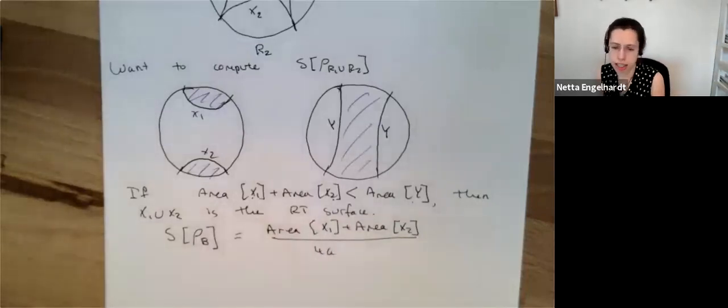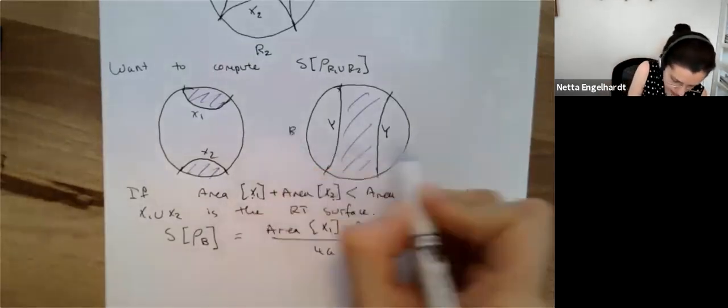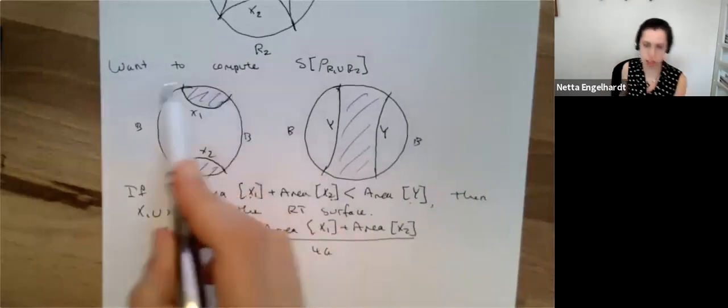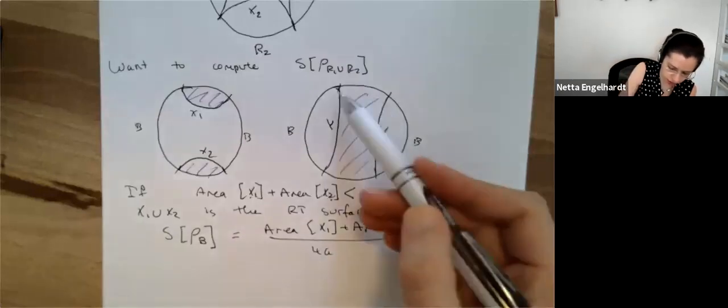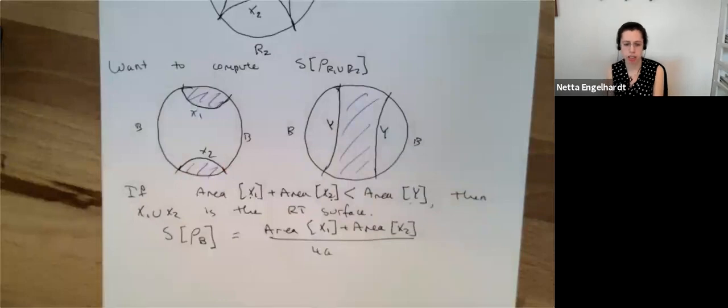So already we can see here that if we're looking at B, the von Neumann entropy is given not by the causal surface of B, but by this other global minimum. So this is in some sense our first concrete example of a situation where the causal surface does not in fact coincide with the Ryu-Takayanagi surface.